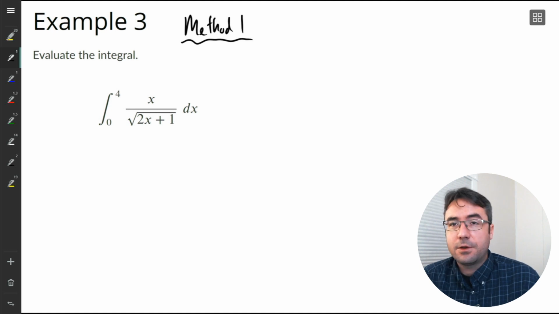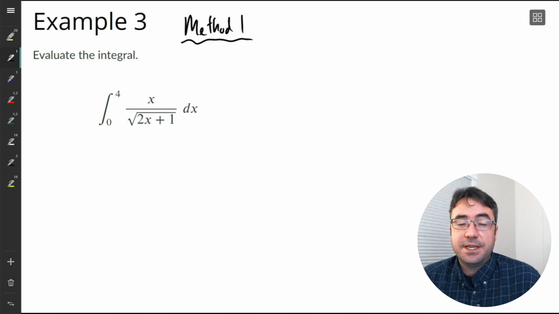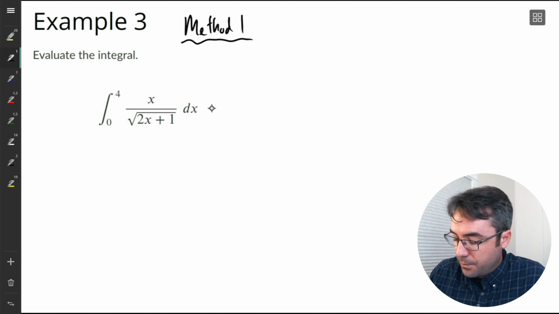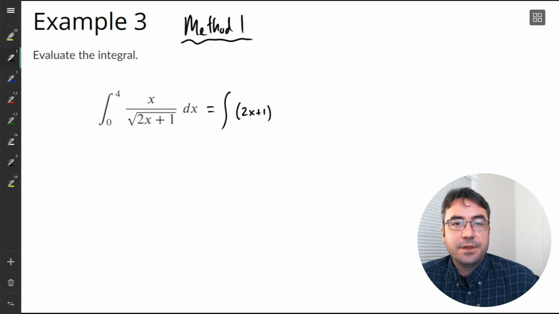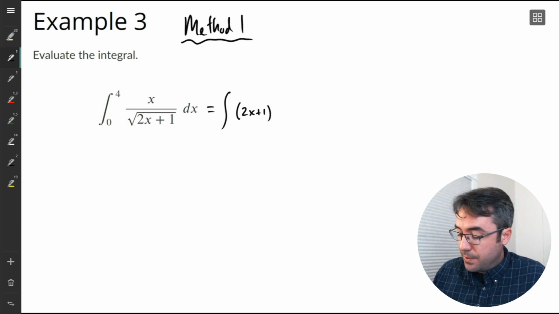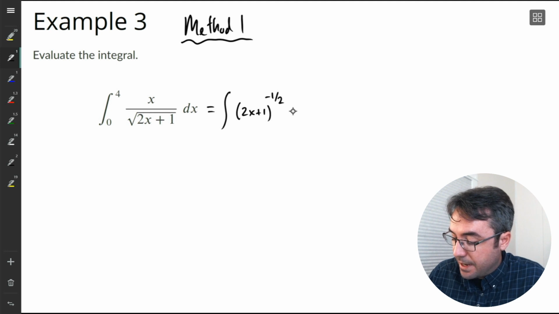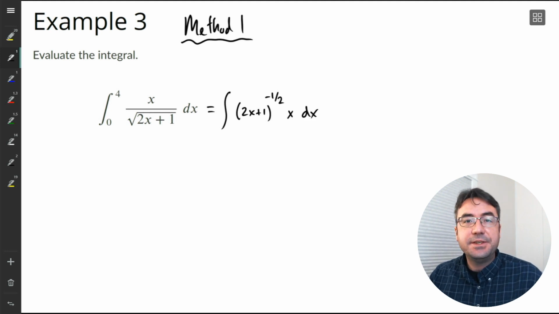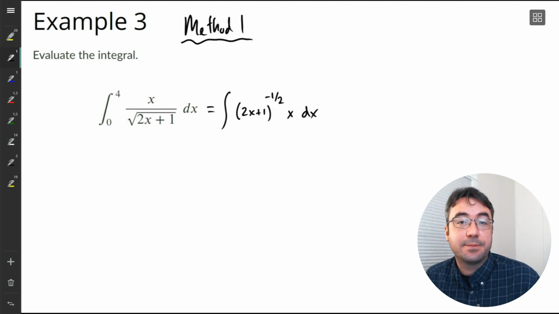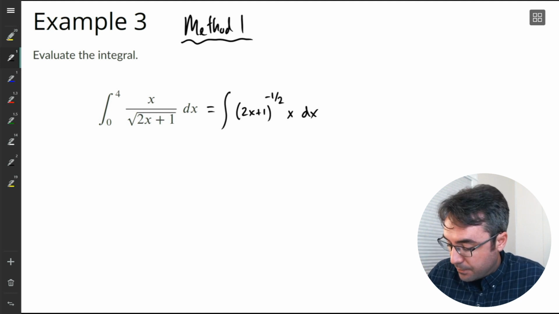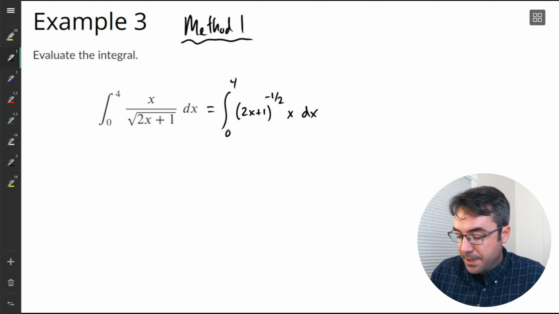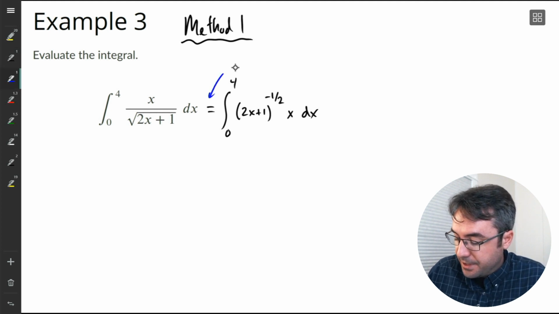All right, so before we go anywhere, we see a fraction, we see a square root. Let's rewrite that as a power function. So before we do anything, we're going to rewrite this as a power function. So instead of having a fraction with the square root in the denominator, we can write that as 2x plus 1 raised to the negative 1/2. Just easier to work with it written as a power function. And then we're going from 0 to 4. All right, so again, that's just the first little thing here. Just rewrite it.